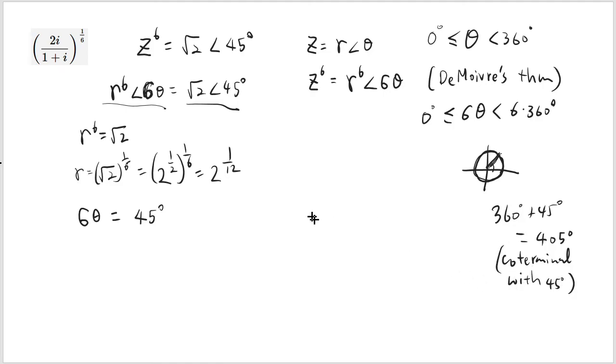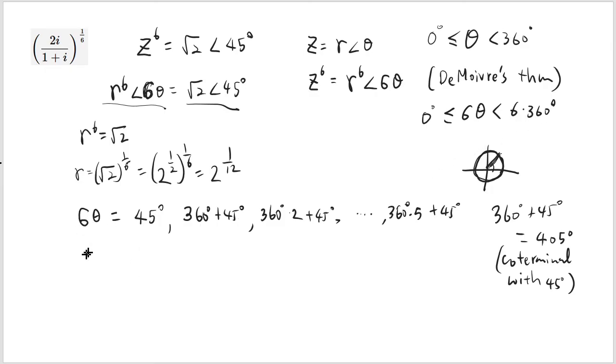Alright? And you can make more until you get to 6 times 360. So what you can do is 360 plus 45, 360 times 2 plus 45 degrees, and all the way up till 360 times 5 plus 45 degrees. And 5 times 360 is the maximum you can go, because if you do 6, then it will be beyond 360 times 6, the maximum allowed angle.